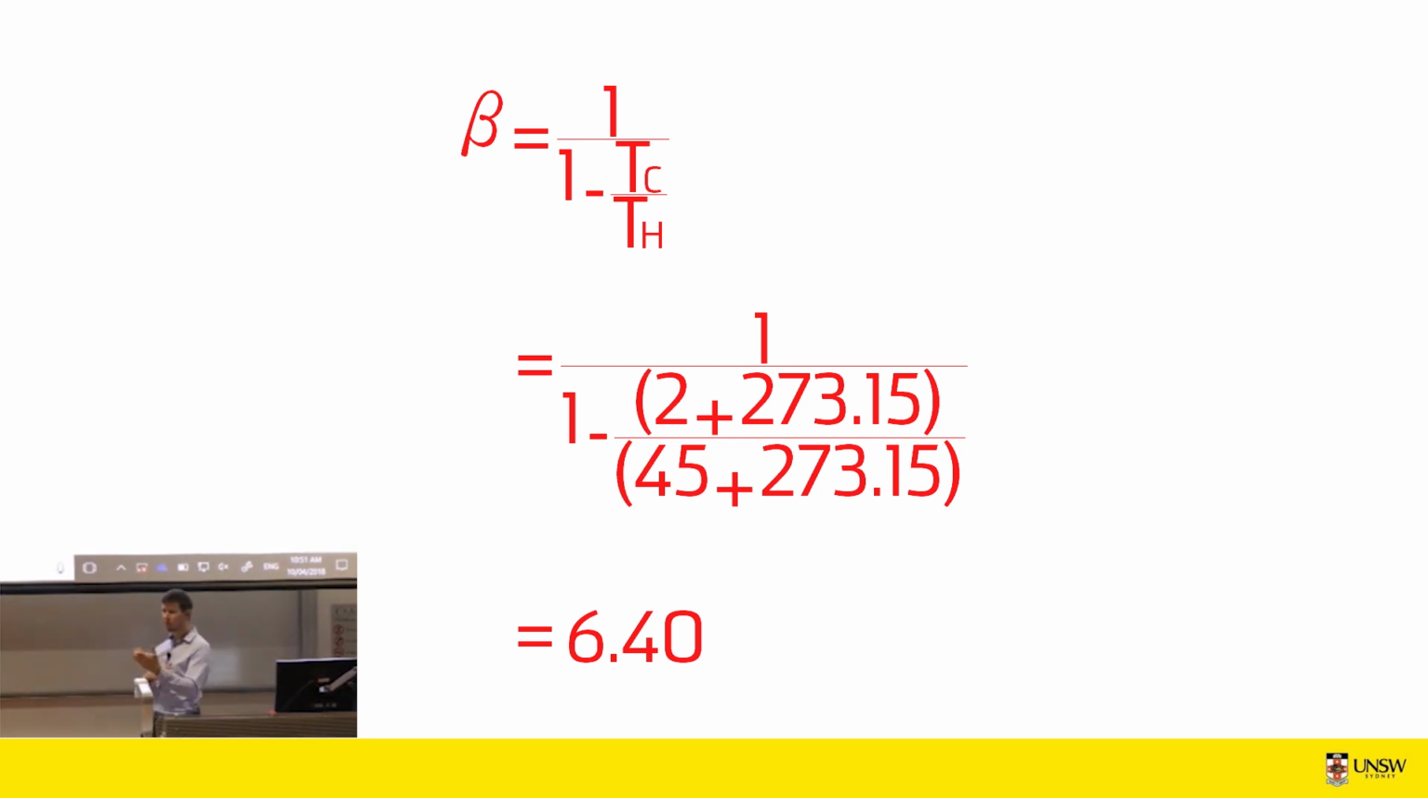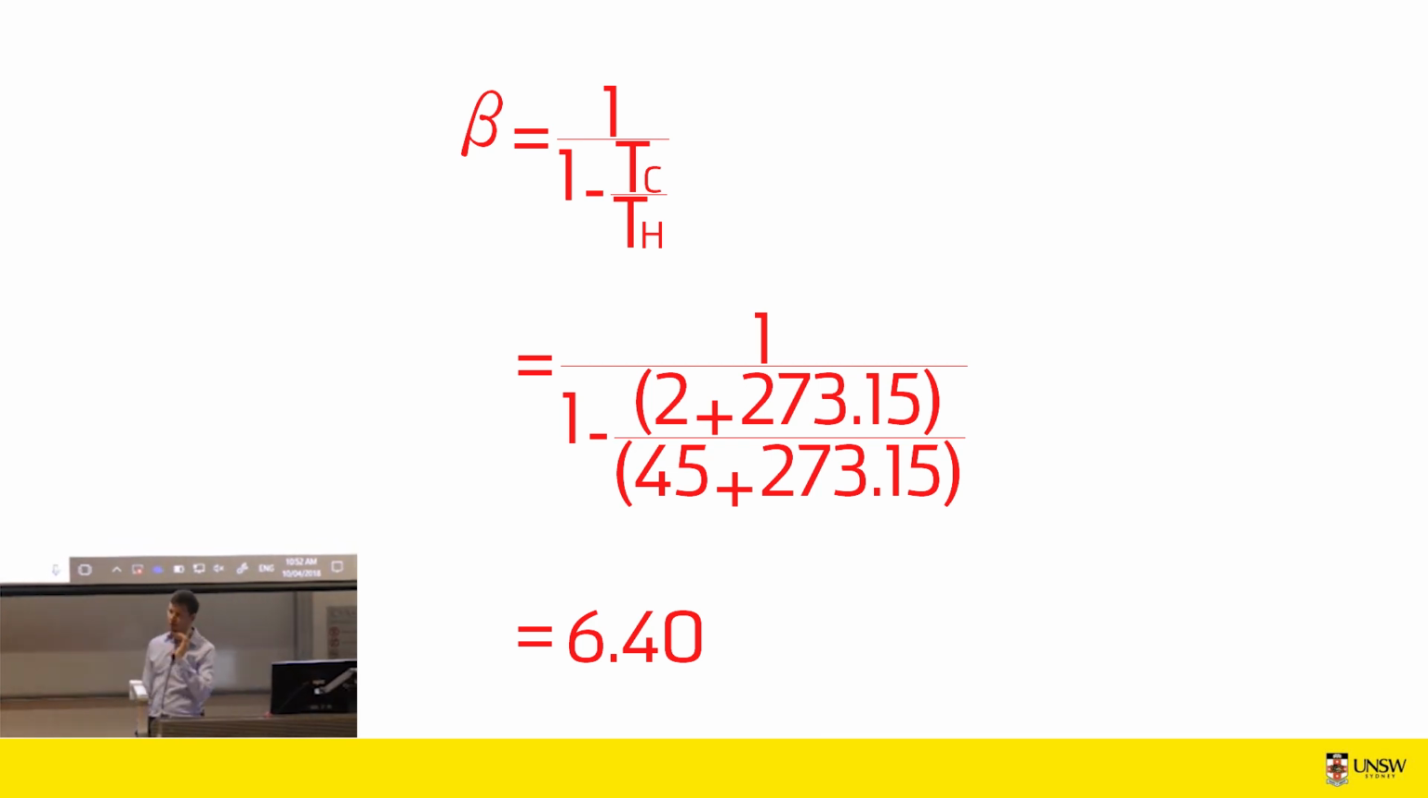If I was just summing and minusing, or particularly minusing, if I was just taking the difference of two temperatures, I wouldn't need to go into Kelvin. The fact that I'm taking a ratio means that I need to go into Kelvin. And I did this calculation beforehand. It comes out at 6.40.